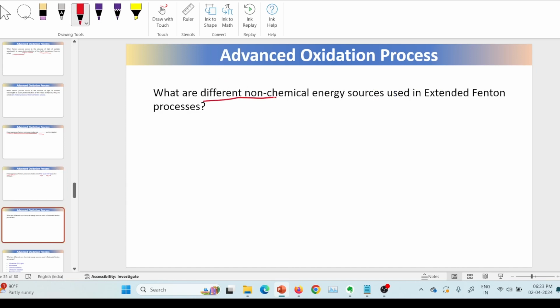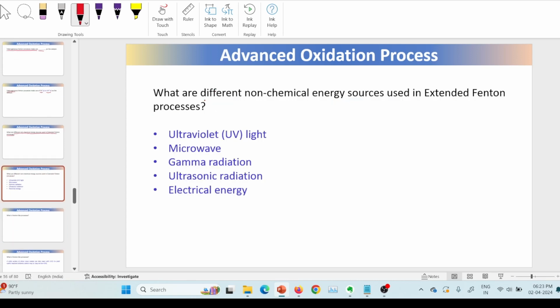What are different non-chemical energy sources used in extended Fenton process? Ultraviolet light can be used, microwave can be used, gamma radiation can be used, ultrasonic radiation can be used, electrical energy can be used. In the extended Fenton process, these are the non-chemical energy sources.